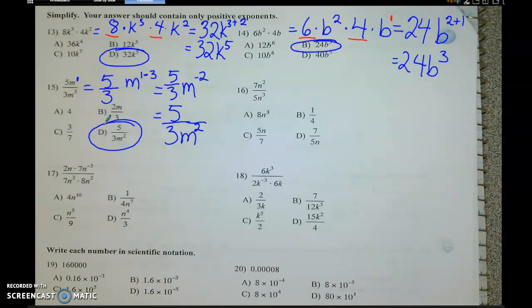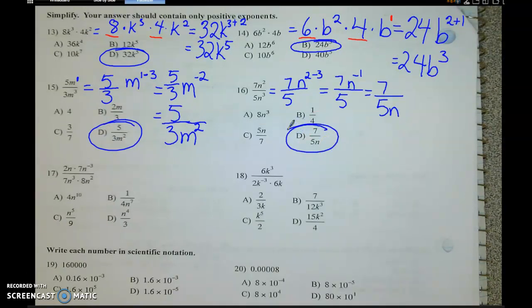Number 16, same thing, working with our division of exponents with the same base. Okay, so we have 7 on top, 5 on the bottom, and if we do n to the 2 minus 3, that ends up being n to the negative 1. But I can't have a negative exponent, so we're going to have it go to the bottom. So that means that D is the answer.